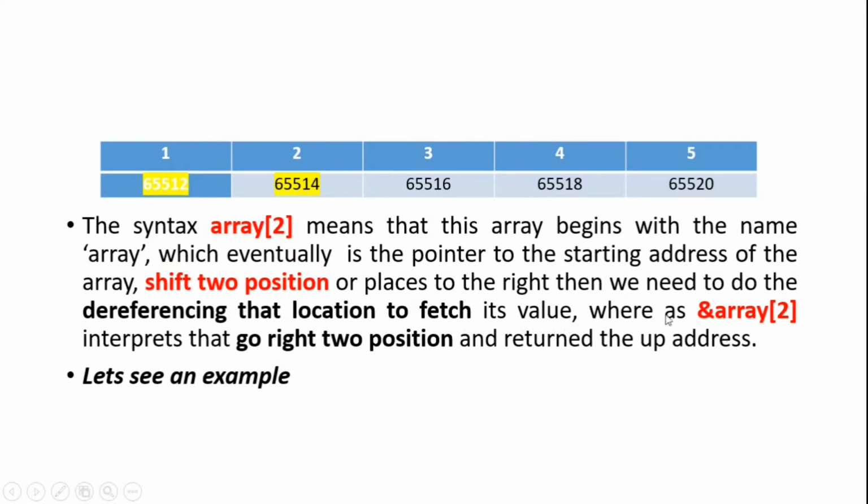Whereas when we write ampersand array[2], it is interpreted as: go to the right 2 positions and return the address. So this is just a different way of saying the same thing, array+2 and ampersand array[2]. Ampersand array[2] means go right 2 positions and return the address.